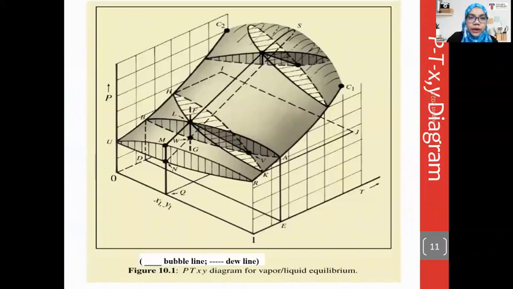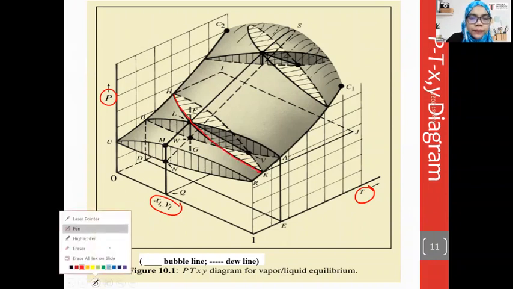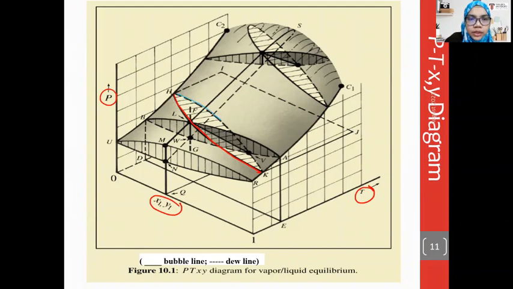So here we have the 3D diagram: pressure versus composition. The composition can be liquid and vapor, and we also have the temperature here. The straight line here is the bubble line, and this is the dew line, the locus of the dew points.